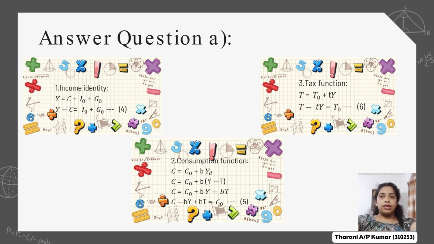The third equation is the tax function. Tax T equals autonomous tax plus proportional tax times income. So, T equals T sub 0 plus tY. I rearrange the equation by moving tY to the left-hand side. So, it becomes T minus tY equals T sub 0.